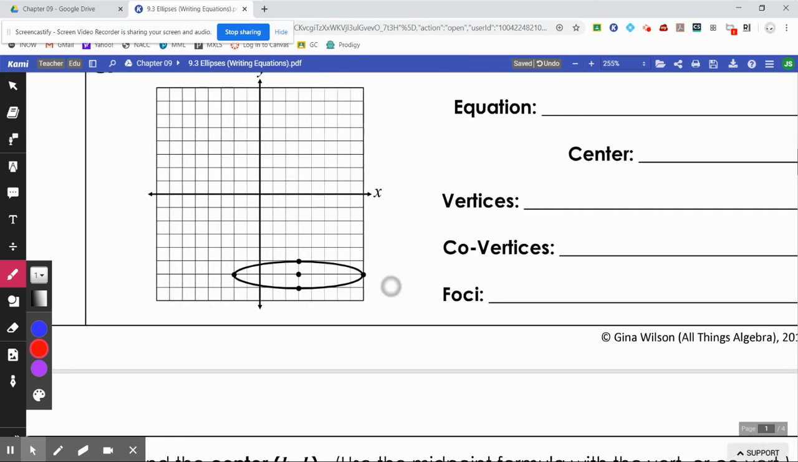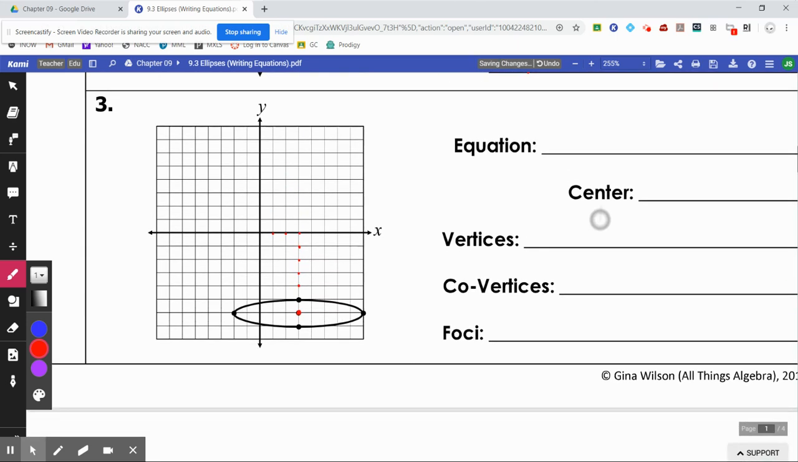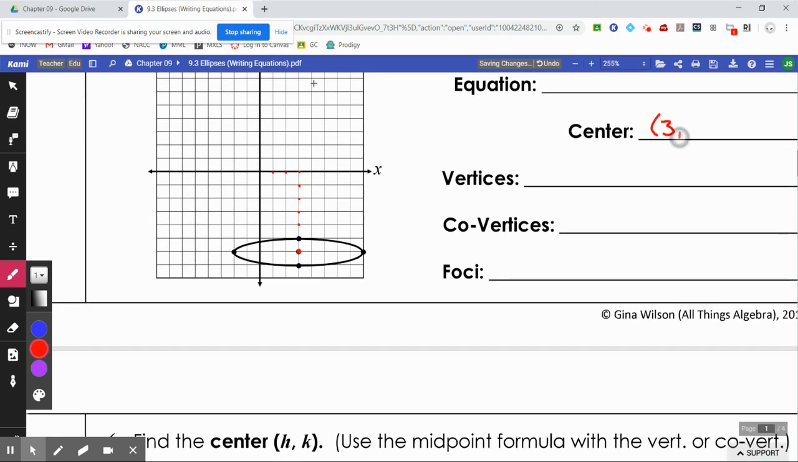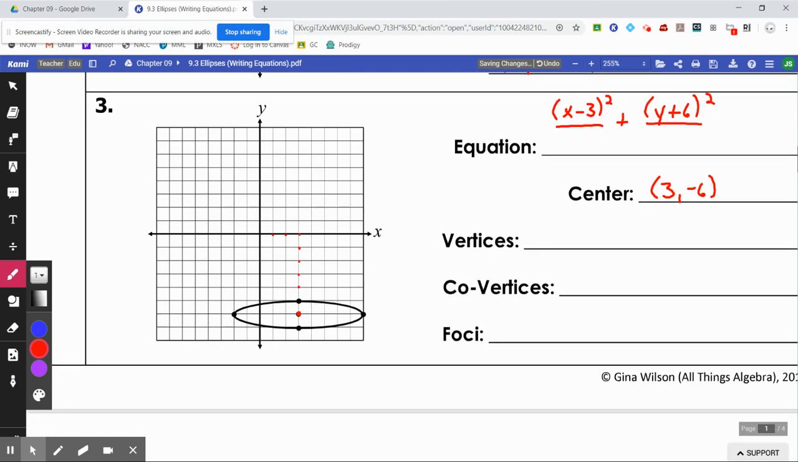The next one. This center has been translated. We're moving to the right 1, 2, 3, and moving down 1, 2, 3, 4, 5, 6. So right 3, down 6. So that already tells us that we're going to do x minus 3 to move it right 3, plus y plus 6 to move it down 6. Now we need some a values and b values.